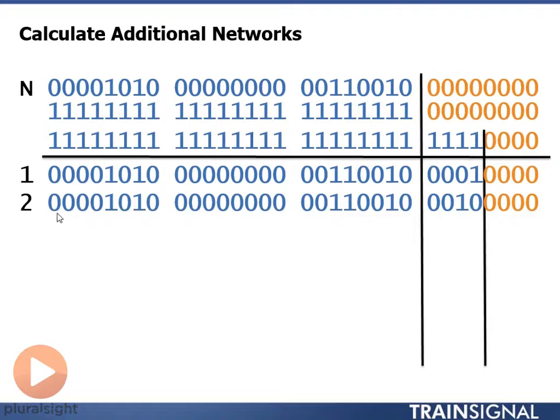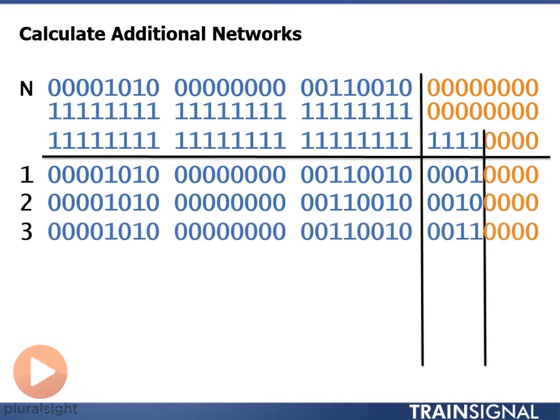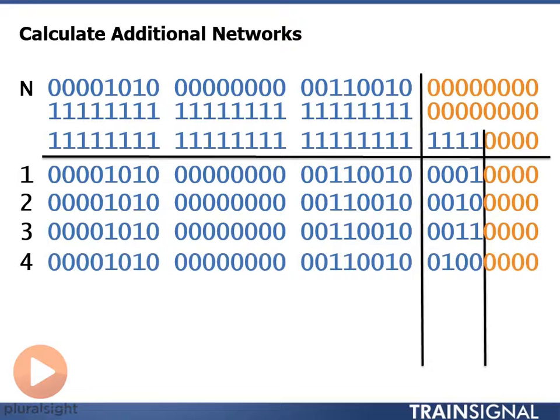But the network portion is always going to remain the same for each of those. Calculate network number 3. Now we're going to take 3, convert it to binary, put it in our borrowed bit section, put all zeros in our host portion. That gives us network number 3. Keep going with this, network number 4, convert 4 to binary, move it into our borrowed bit section, put all zeros in the host portion to get our network address.